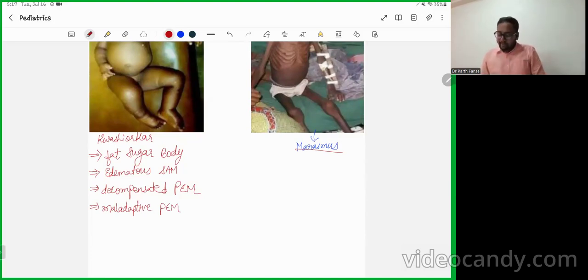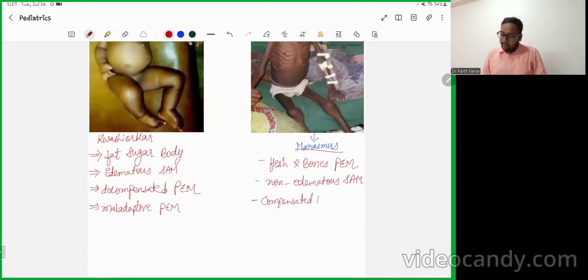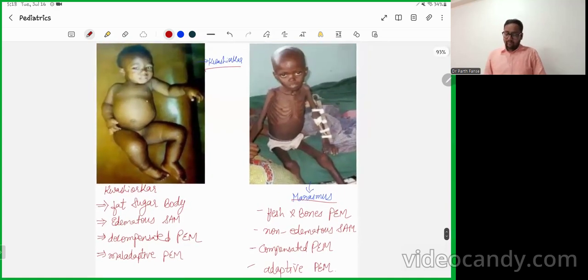Coming to the marasmus side, it is called flesh and bones PEM. It is non-edematous. Edema is not present, meaning non-edematous SAM. Children do show compensation, that's why it is called compensated protein energy malnutrition. And adaptation is seen from the child, that's why it is called adaptive protein energy malnutrition. I hope I'm clear. Yes or no?